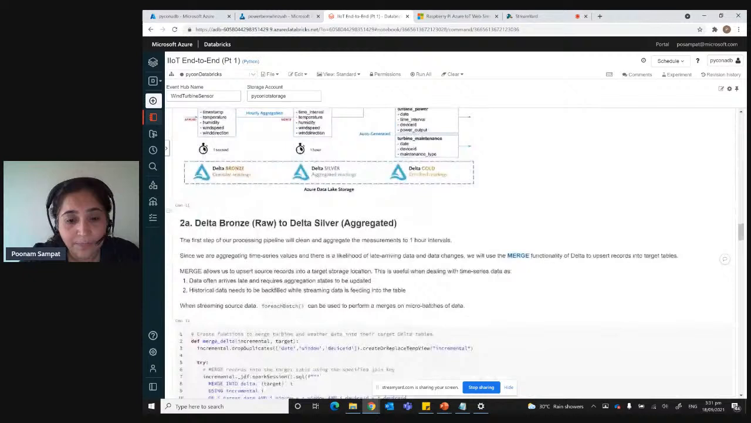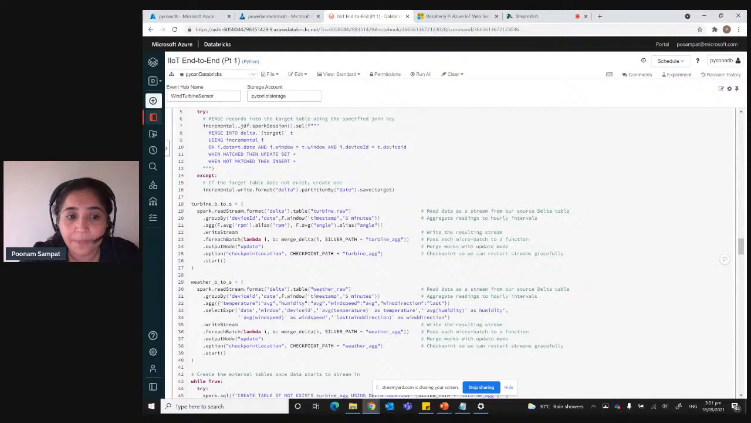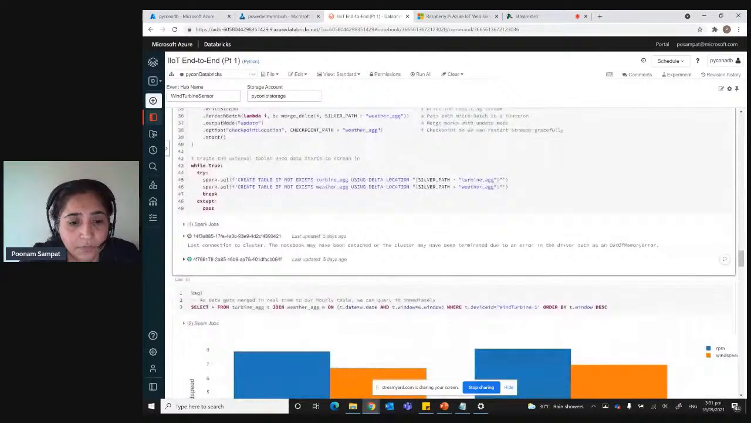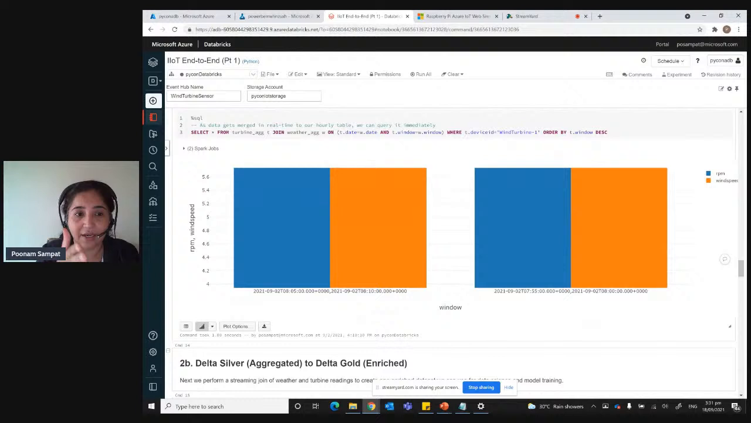So let me show you how I've done that. I've used the partitioning command that is available within Databricks to partition and aggregate it at an hourly level. So you can see the data is showing up over here. These are the RPM, wind speed, and the device data that is coming in, and the window, the weather data that is coming in. I've put it into chunks or blocks of data.